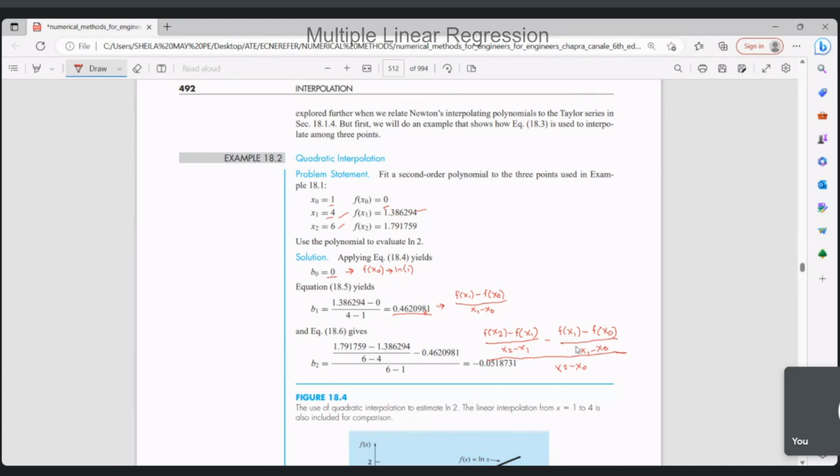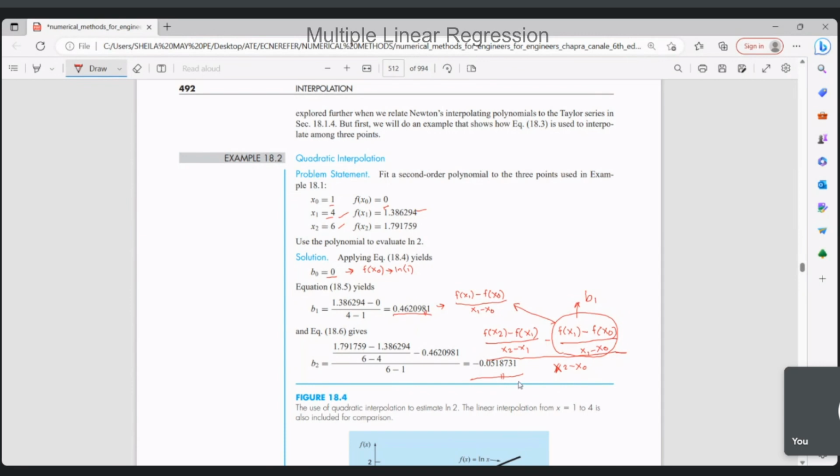Kani class, iyan na lang gyud diretso, kay ang kani B1 man ni siya, di ba? Tanawang formula. So iyan na lang gyud diretso here, okay? And divided by our x2 minus x sub 0. X sub 0 is 1. So that would give us negative 0.0518731. So that's for our B2.